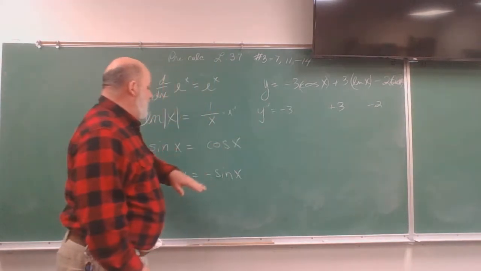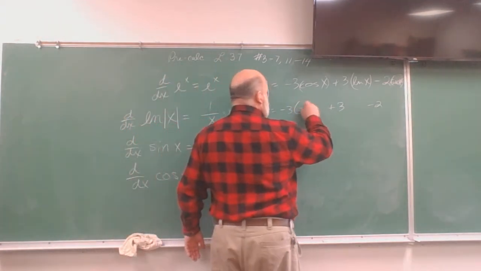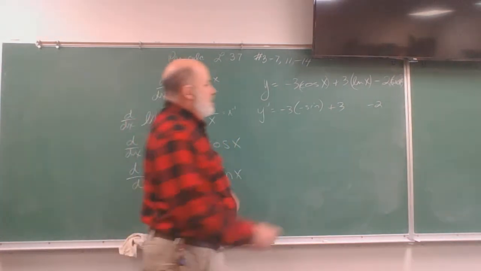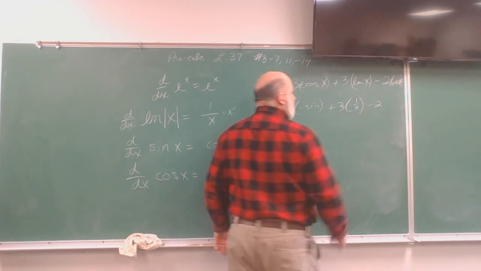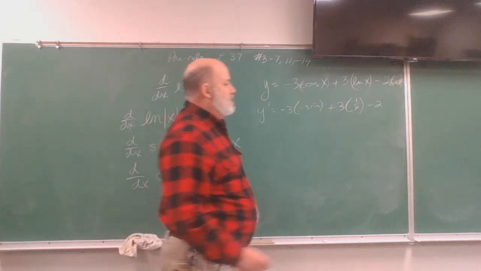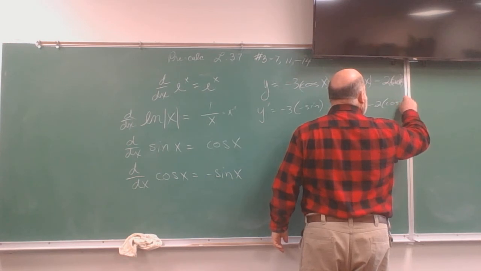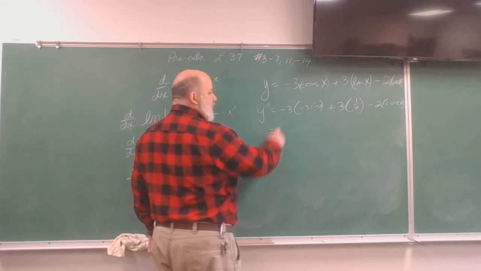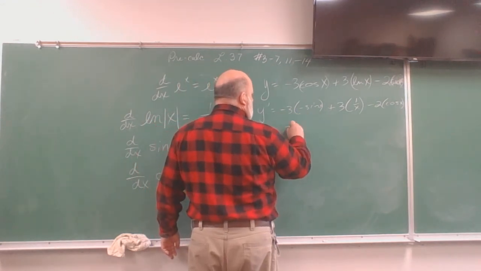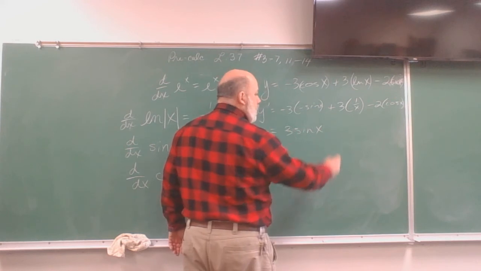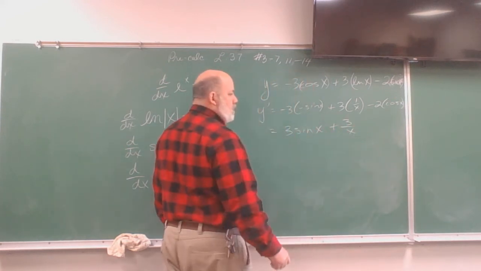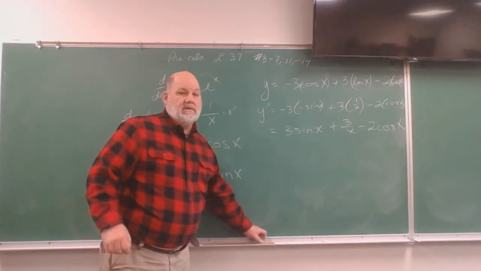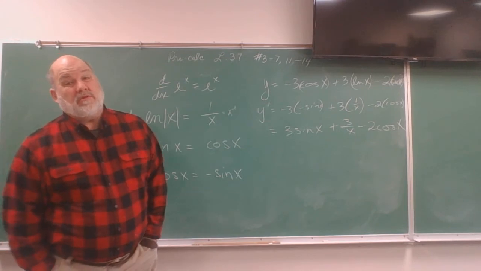What is the derivative of cosine? Negative sine. And I'm going to leave off the letter x. What is the derivative of ln x? It's 1 over x. What is the derivative of sine x? It is cosine x. So we get negative 3 times negative 1, positive 3 sine x, plus 3 over x, minus 2 cosine x. No real mystery there. It's actually pretty straightforward.